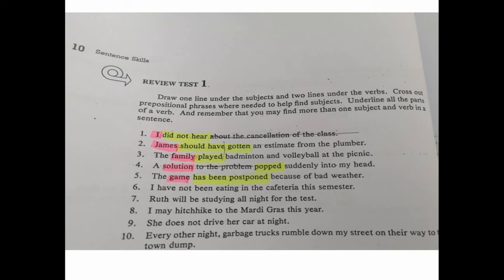What are you left with? I did not hear. Who did not hear? I. I what? Did not hear. The verb is did and hear. Remove the highlight from not. It's wrong. Not should not be included in the verb.